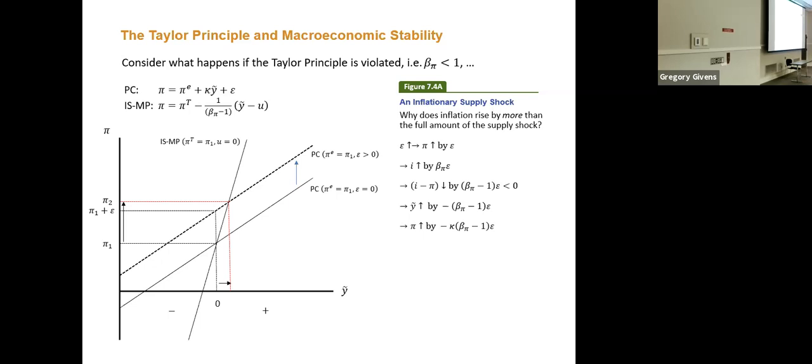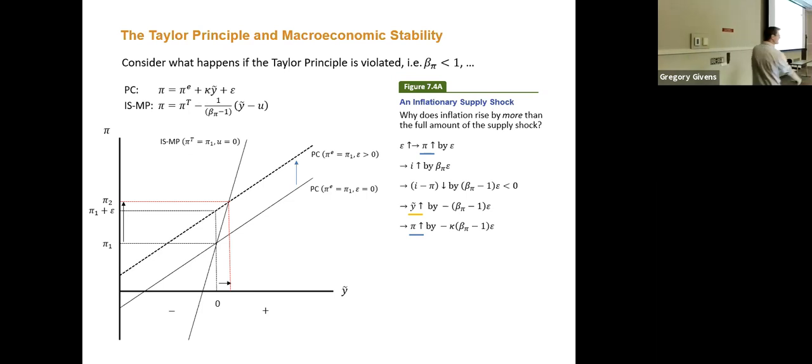So monetary policy, instead of stabilizing inflation in response to the supply shock, is actually amplifying the effects on inflation because it's unable to engineer an increase in the real interest rate. Its weak or tepid response to the shock causes the real interest rate to go down, which increases the output gap, and that further increases inflation. So instead of inflation just rising by epsilon, it rises by more than epsilon because the central bank is violating this so-called Taylor principle.